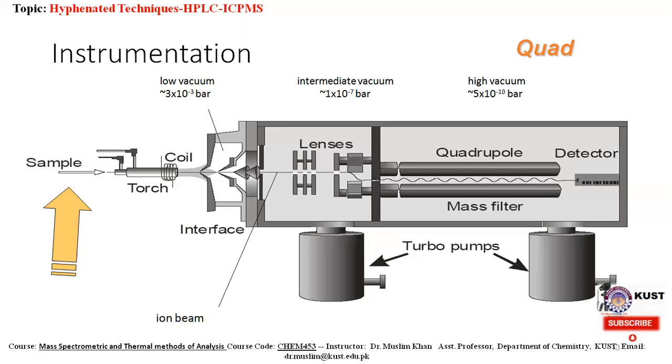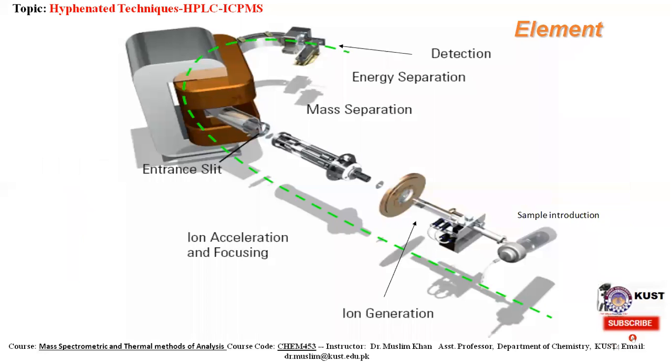So this is the plasma system, and this is how ions are generated. This is the sample introduction system. The sample is introduced here, and then the ions are generated here, and then the ions are accelerated here, focused, and transferred to the mass separation device.